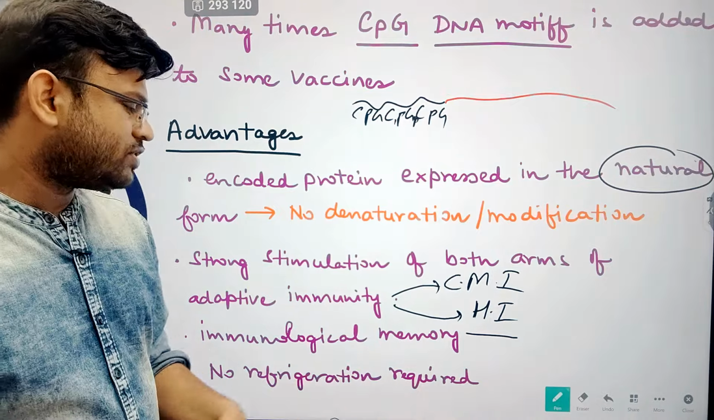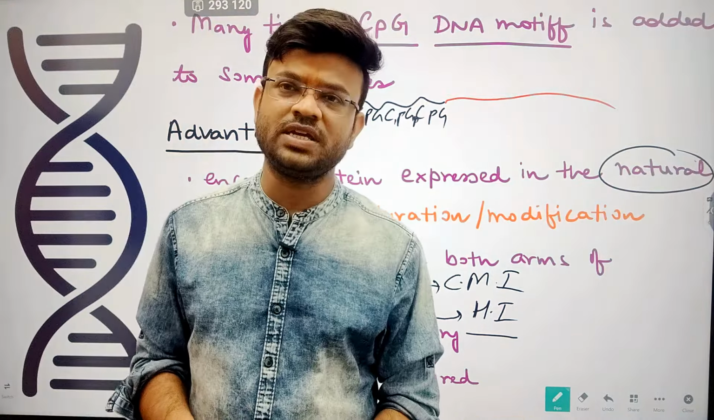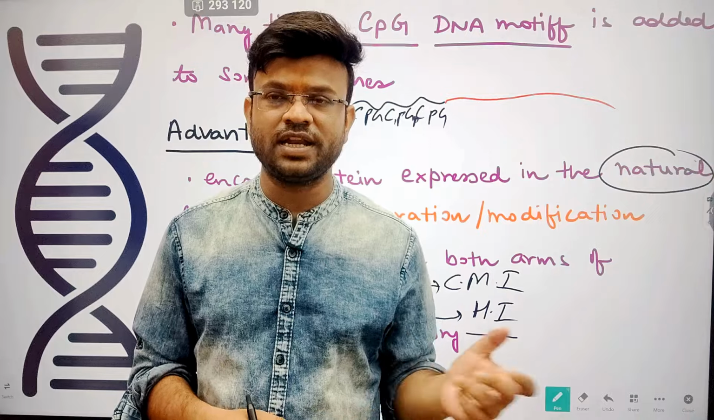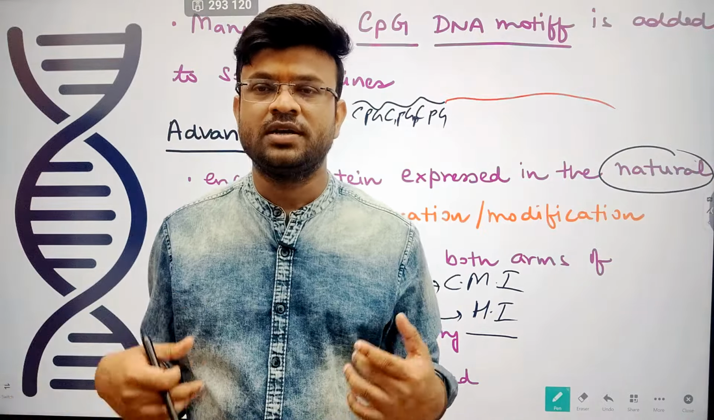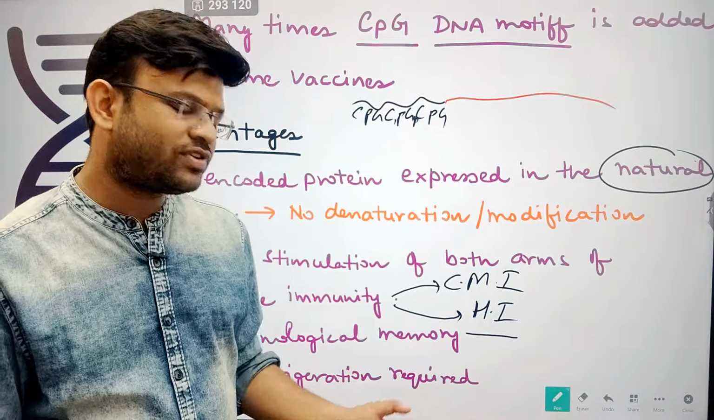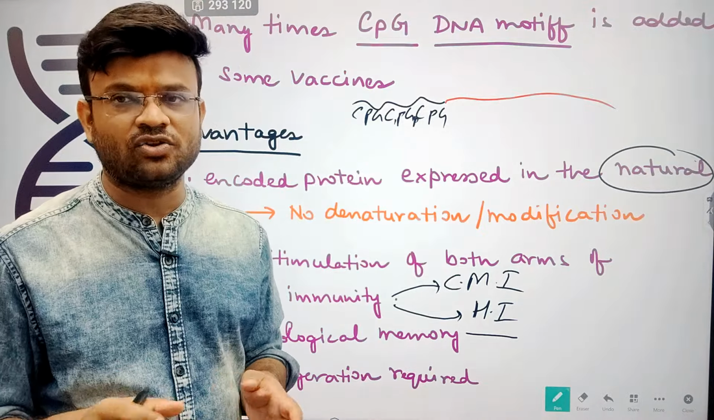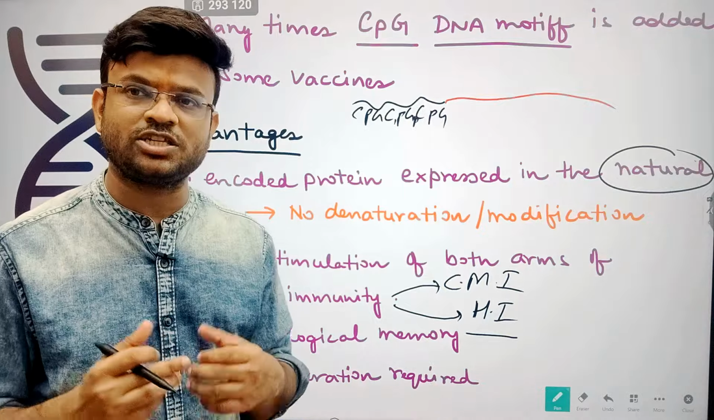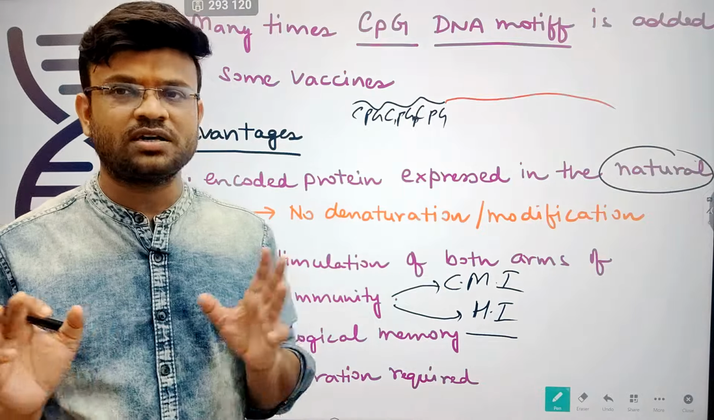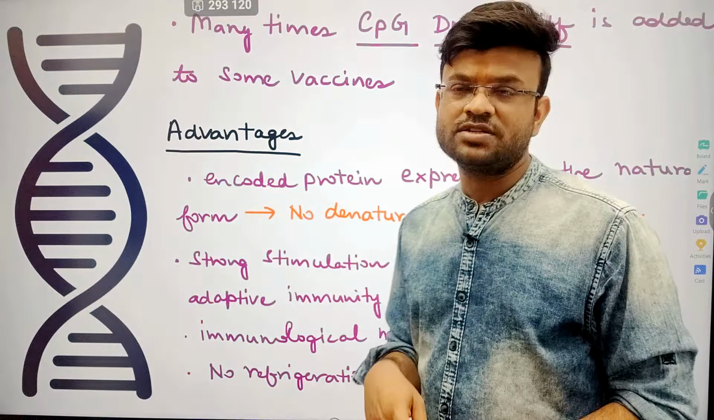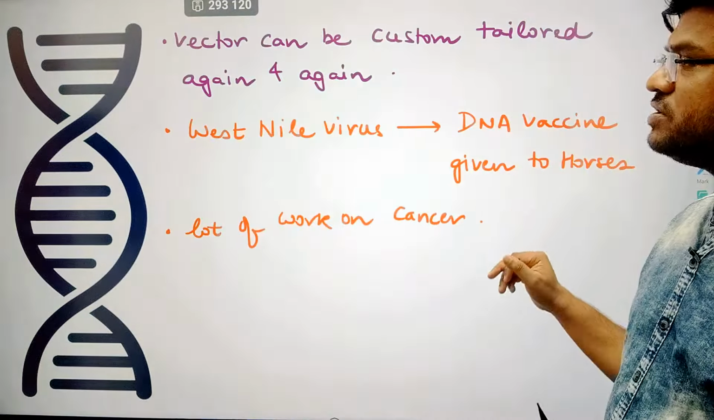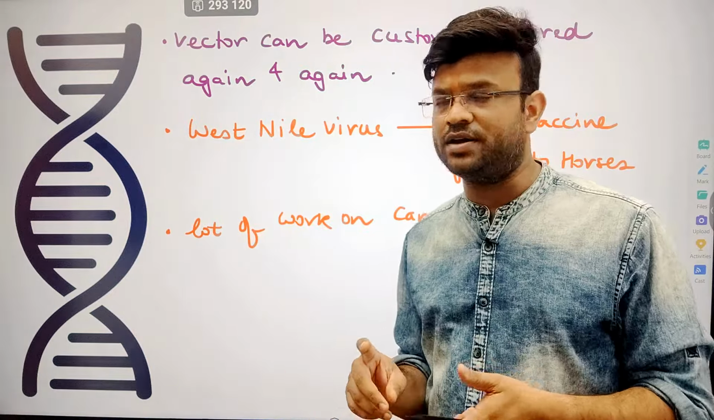Next, no refrigeration required. Now over here you have seen that only DNA is used in a DNA vaccine. What you are doing is injecting the plasmid DNA only. So DNA does not require any refrigeration. You can directly keep the DNA at room temperature. So the vaccine does not require any special treatment. You can keep it at normal or room temperature. That is not the case in most of the vaccines. You will have to keep them in refrigerated conditions.